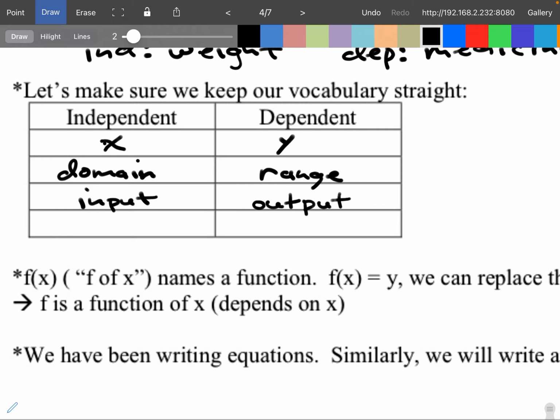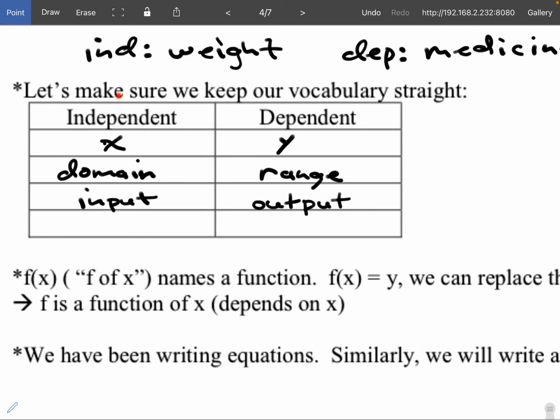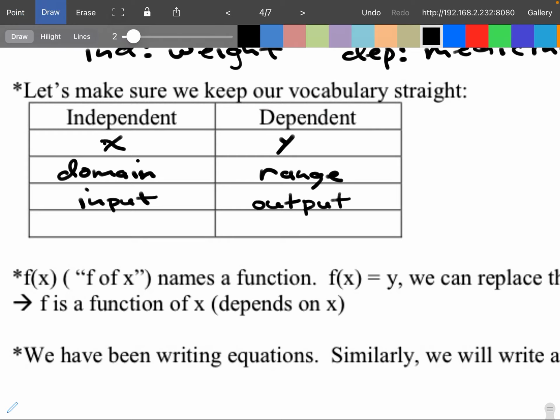And then you could also say the x values are the input, and the y values are the output. So all those things mean the same thing, okay? The x values, the independent variable, the domain, and the input are all the same. And over here, the dependent variable is y, the y values are the range, and the output. They all mean the same thing.